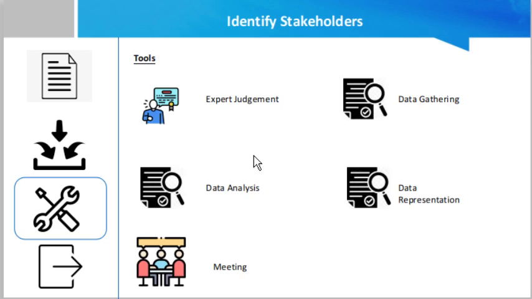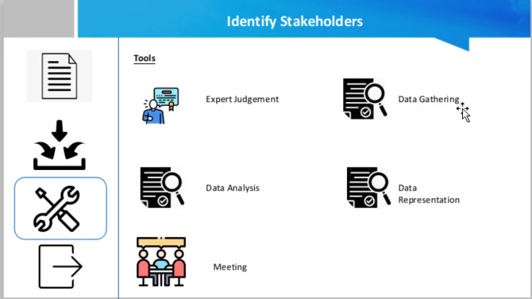Now the tools to process the inputs. Okay, we have already discussed the inputs. Now the tools which we use to complete this process. First one is expert judgment. Expert judgment means that for identification of stakeholders, you talk with the domain experts. For example, you can talk with some senior project managers about what tools and techniques to use to identify the stakeholders, etc. So the persons who have interest and expertise in that particular domain, you will discuss with them.